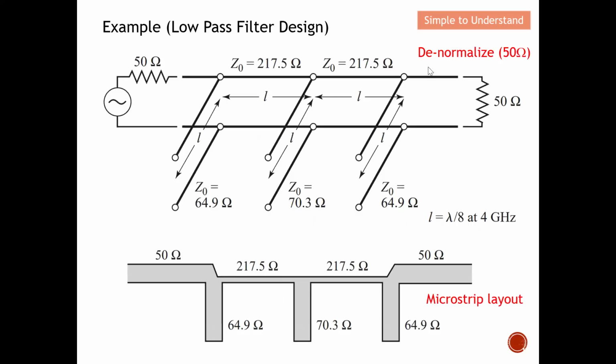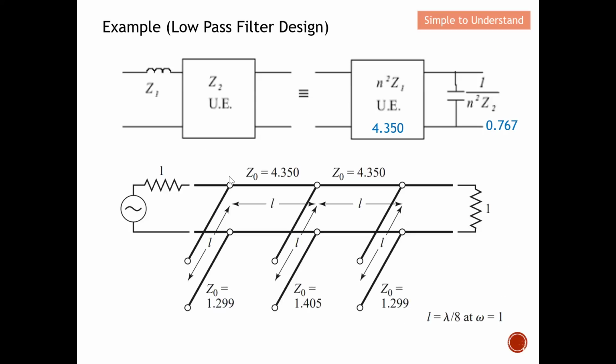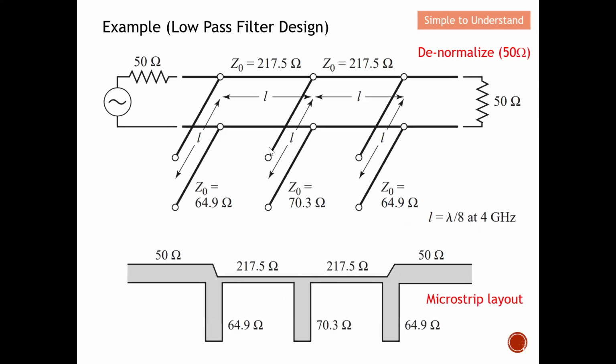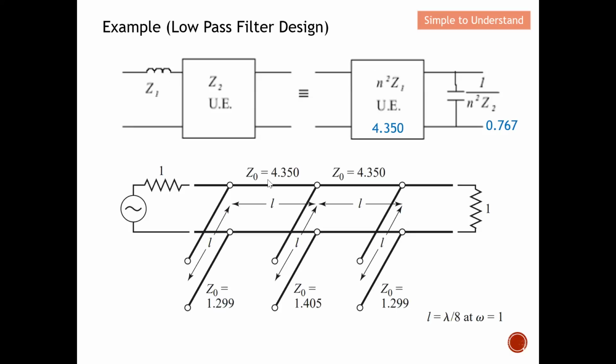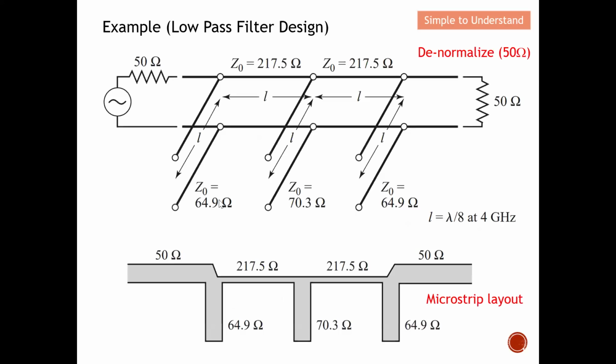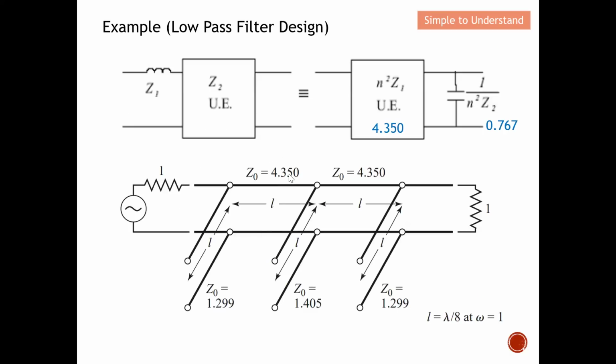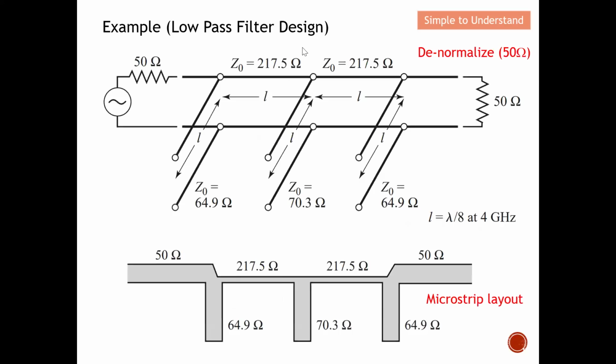Okay, so once I have all this, next I just need to denormalize. Because you can see from here, the resistor value is 1, and this resistor, which is the source, is equal to 1. I need to transform them back to 50. How can I transform that back to 50? All these numbers I need to multiply by 50. 1.299 multiplied by 50, I should get this 64.9. Okay, so 4.35 multiplied by 50, I should get 217.5 ohm. So basically with this, I can easily implement this on a microstrip line.